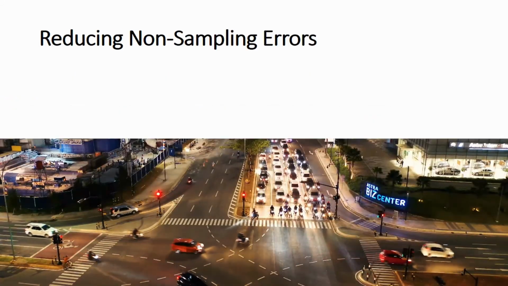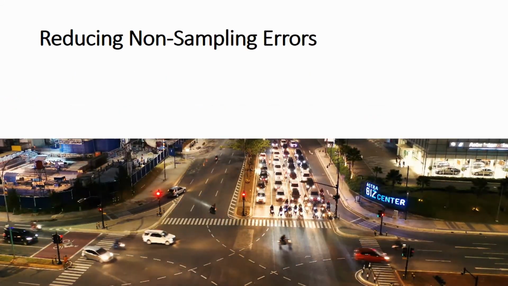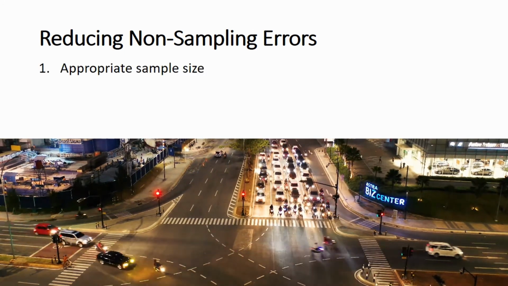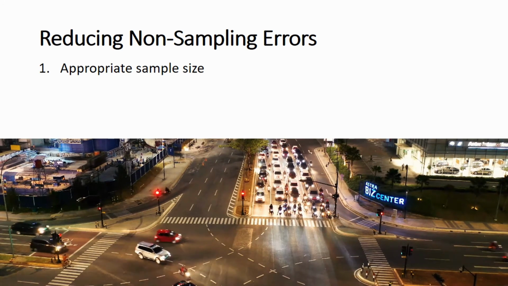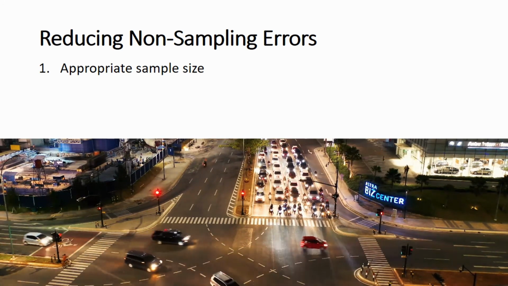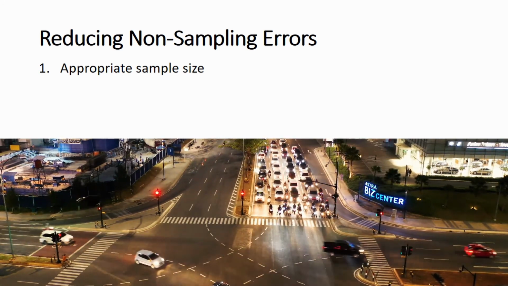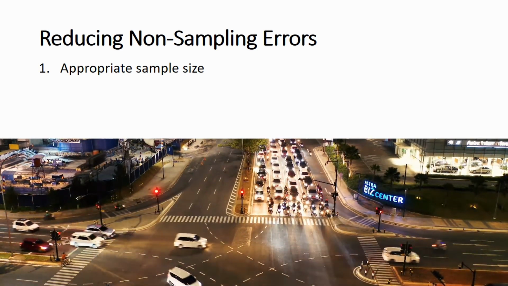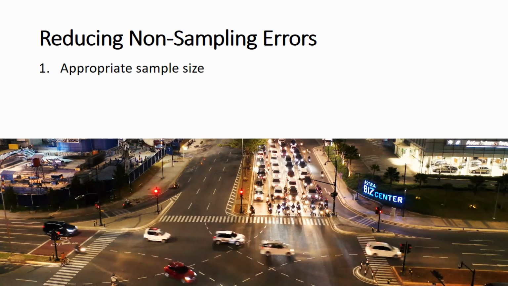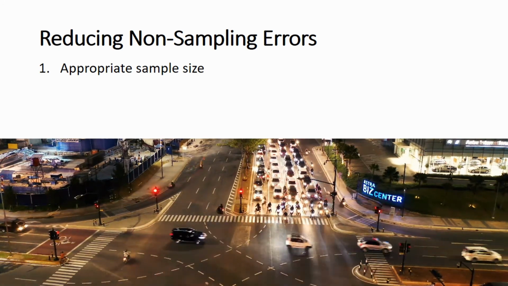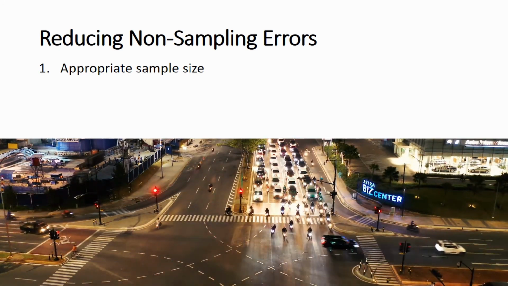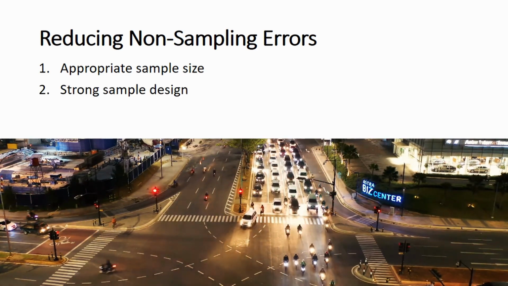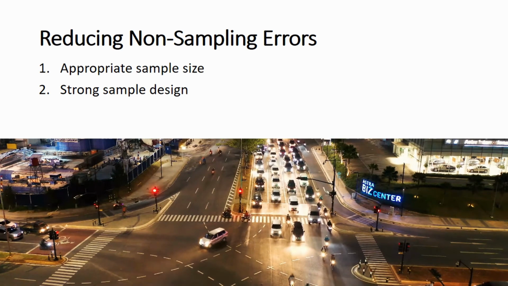To reduce non-sampling errors, the researcher must, number 1, choose the appropriate sample size. The right sample size is important. Researchers must be careful because sampling errors increases with large populations. Once you reach a certain number of respondents, typically around 500, additional responses tend to deliver diminishing returns. Number 2, having strong sample design, which means avoiding all the non-sampling errors discussed earlier.